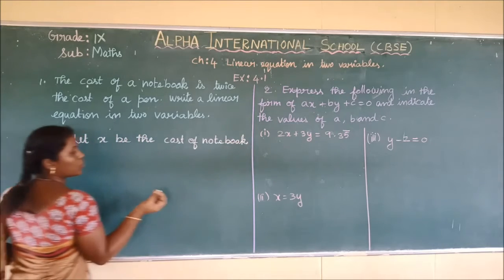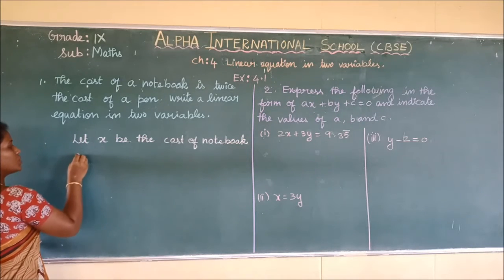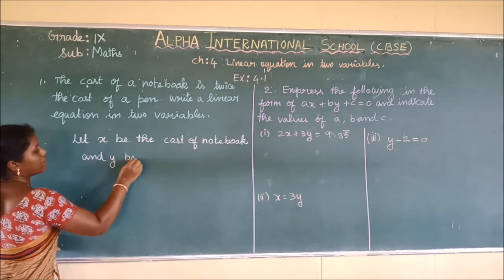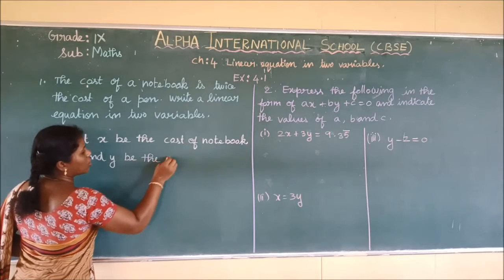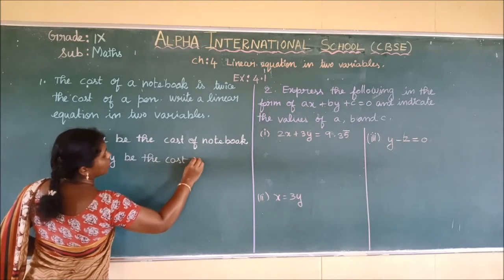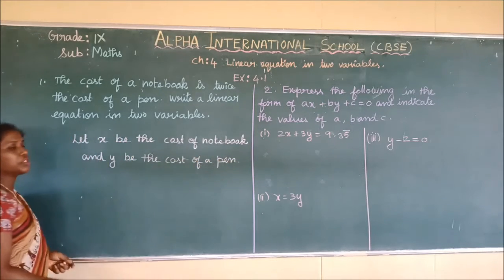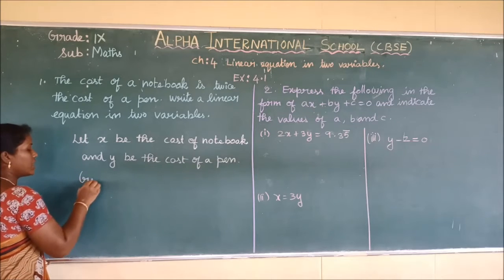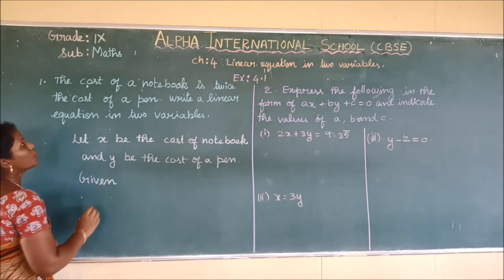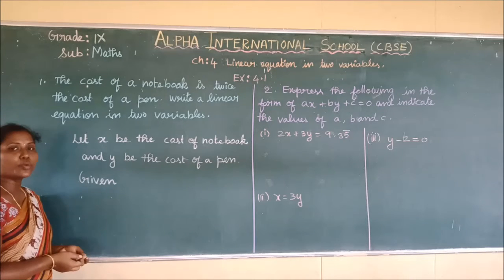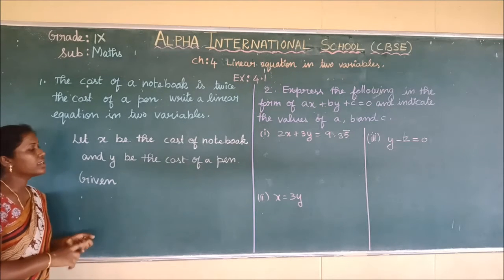After that, we don't know the cost of a pen also, so take y to be the cost of a pen. Now, according to what is given in the question, the cost of a notebook is twice the cost of a pen. The cost of a notebook, which we have taken as x, is twice.